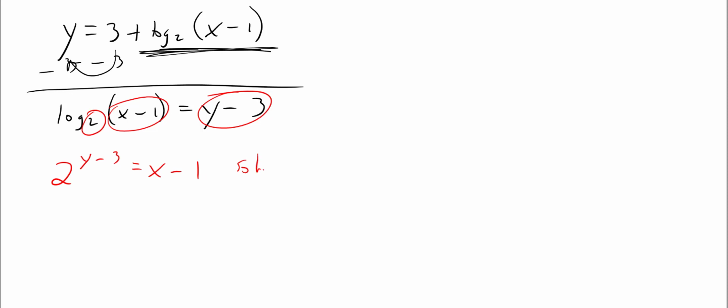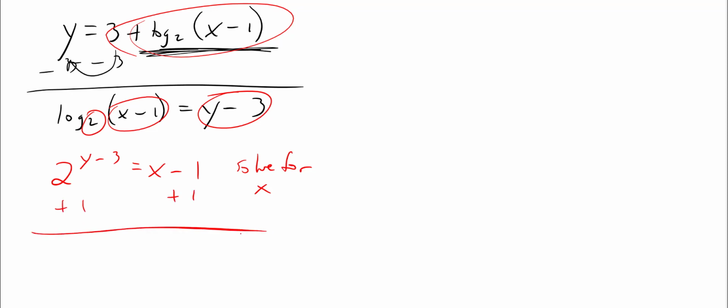And then you want to solve for x. So there's a lot of solving. Like this one, you had to solve for the log before you can put it into exponential, and now you got to solve for x. So if I do that, I'm going to add 1 to both sides. So you get x is equal to 2 to the y minus 3 plus 1. Okay, that's it solved. So what do we have here, math fans?